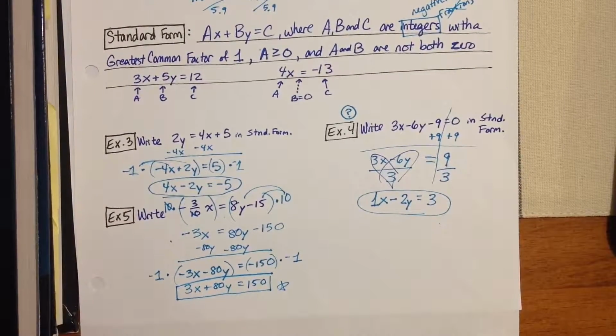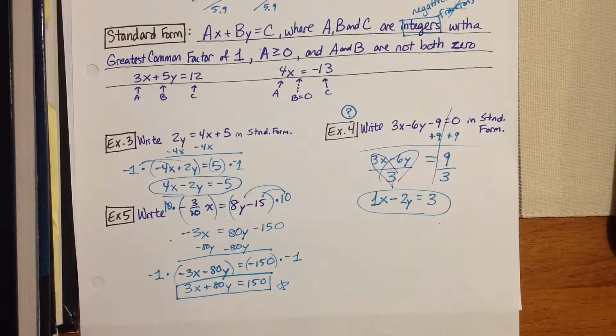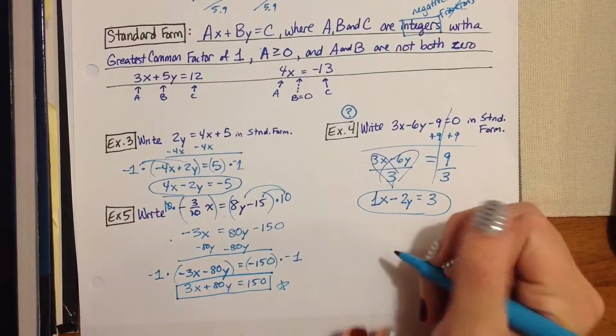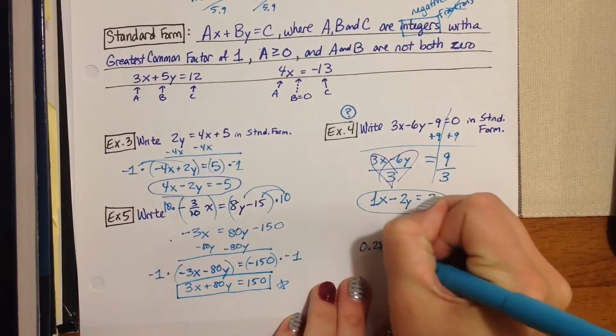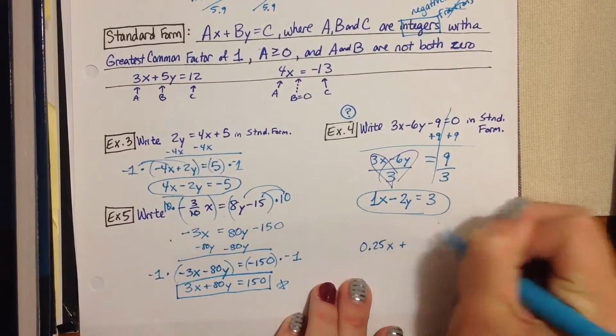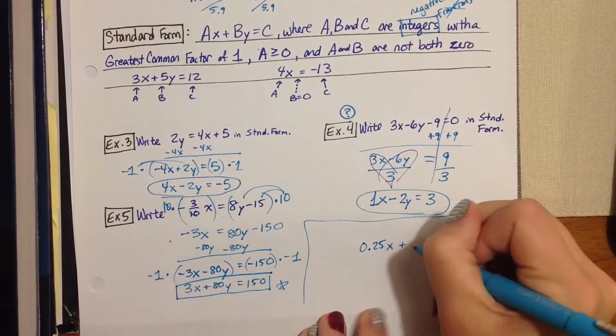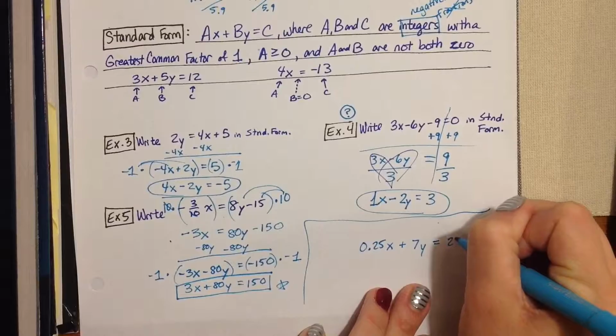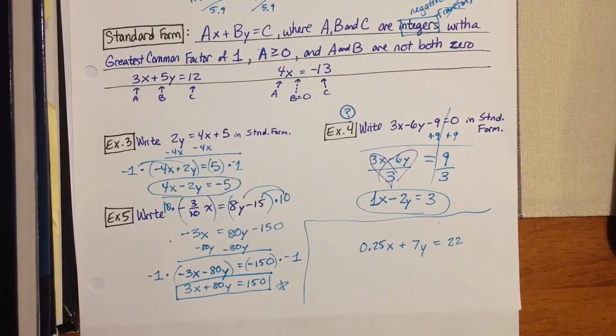Cool. Let's say real quick, kind of a mini example, let's say you have decimals instead of fractions like that. Let's say maybe I have something like 0.25x plus 7y equals 22, for example. Just making that up off the top of my head. I see 2 decimal places. There's 2 ways to think about this.